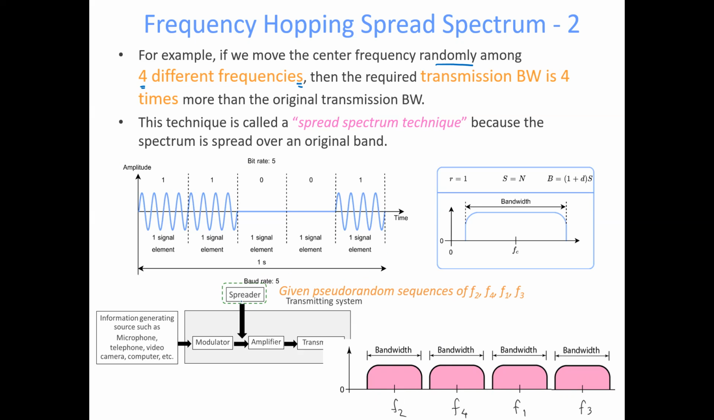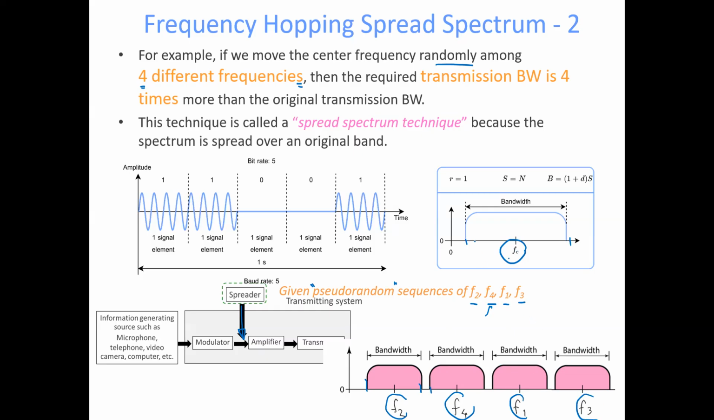So this is your data, and the spreader is after the modulator. Originally your center frequency is here. And then by using this spreader, given a random sequence we call a pseudo random sequence, it shifts among F2, F4, F1, and F3. So whatever FC is, it will jump to F2 with the same bandwidth as this. And then for the next packet, it jumps again to F4, and for the next, it jumps to F1 and F3.